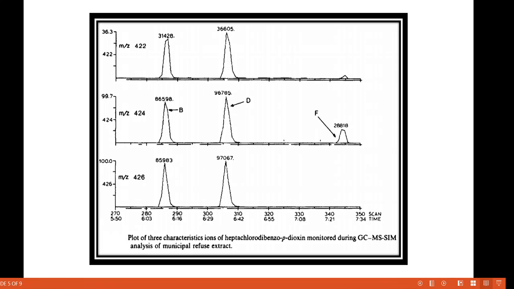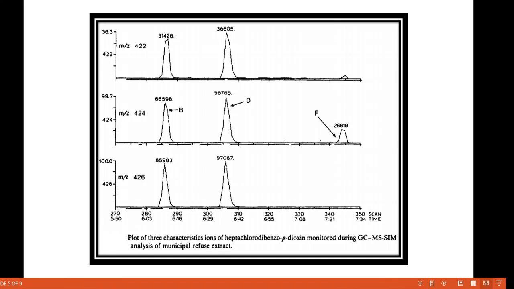All three masses are represented in peaks B and D. Here all three masses are represented. By comparing the peak area in this figure, the relative abundance of these peaks are 36 to 100 to 99 for B. For the B peak, the ratio is 36 to 100 to 99, while the D peak has 38 to 100 to 100 ratio for the m/z values 422, 424 and 426 respectively.